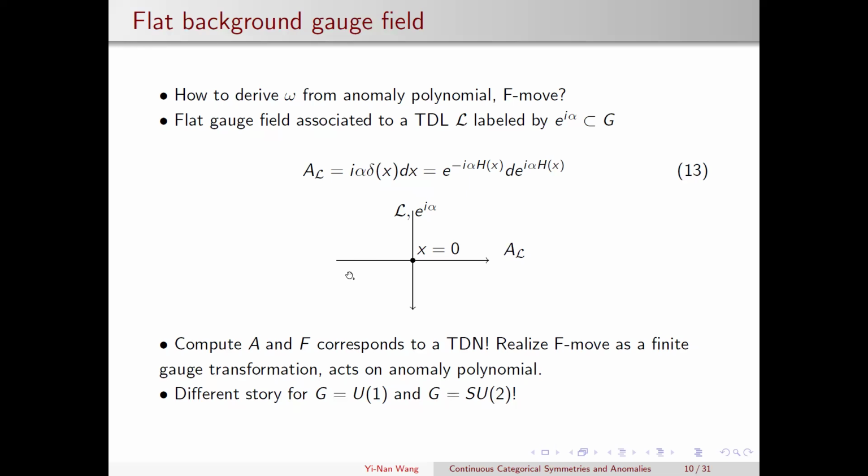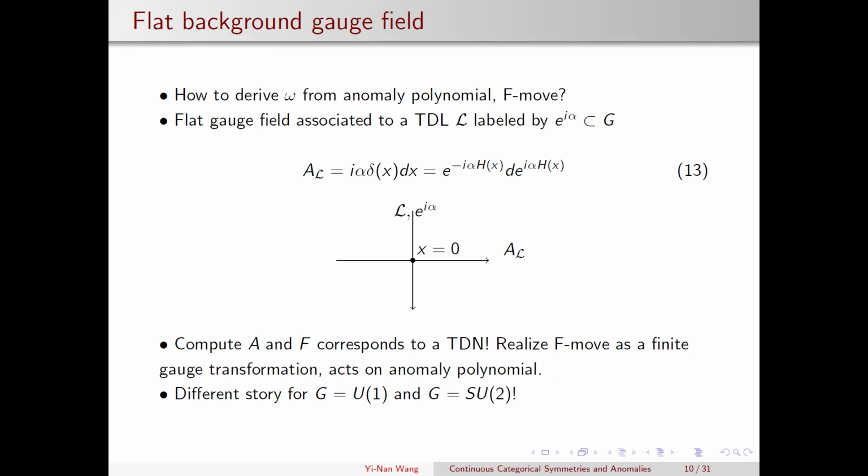Then how do we introduce a dual gauge field to realize this? By introducing a discontinuous gauge field proportional to the delta function. Only by defining this can you fulfill your condition that no matter how you integrate from a point on the left to a point on the right, you get the same answer, just the group element. With this discontinuous flat gauge field, we can compute A and F corresponding to any TDN, even with fusion, and realize the rearrangement of TDN, the F move, as a finite gauge transformation acting on the physical anomaly polynomial.